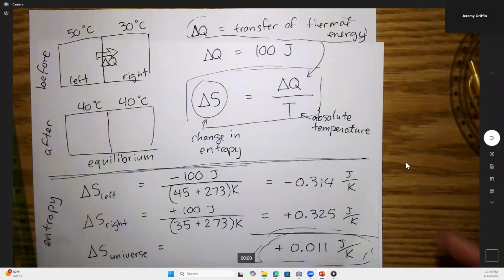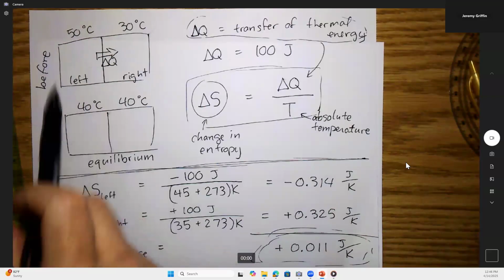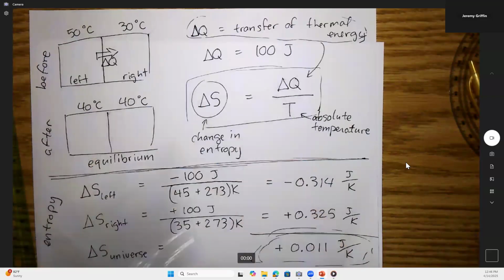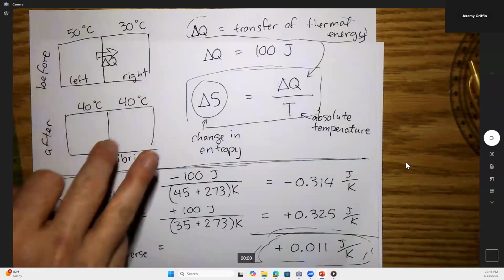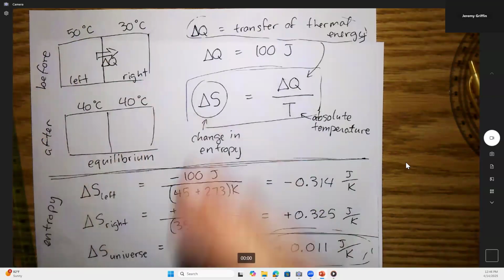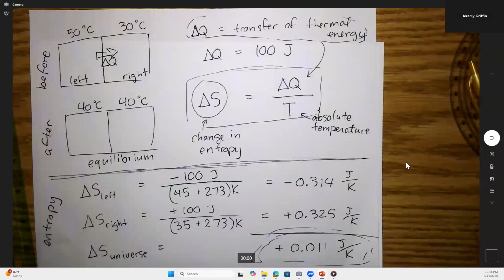And you know what? It doesn't matter what numbers I pick. I know I just pulled these numbers out of thin air, these temperatures and this energy transfer. I could have made up anything. As long as the boxes reach an equilibrium temperature, you could plug in numbers all day. The change in entropy of the universe will always come out to be a positive number. You see that? Okay. Now, what does that mean?